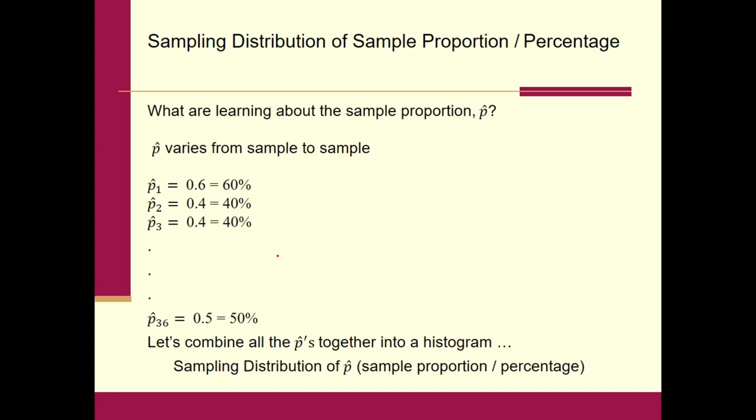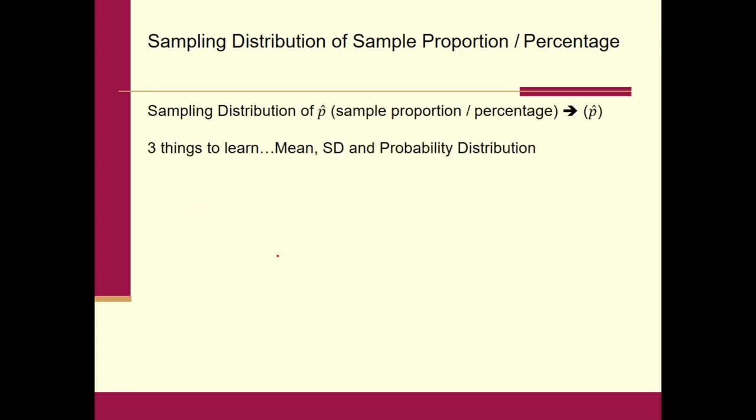For a sampling distribution of p hat, we're going to use this symbol right here. That shouldn't be surprising because we used x bar with the parentheses for the sampling distribution of x bar. So for the sampling distribution of p hat, we're going to use that symbol right there. And we always have to learn three things about a sampling distribution: a mean, a standard deviation, and a probability distribution. So let's investigate those three things with regards to the sampling distribution of p hat.